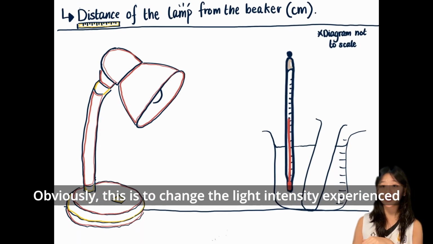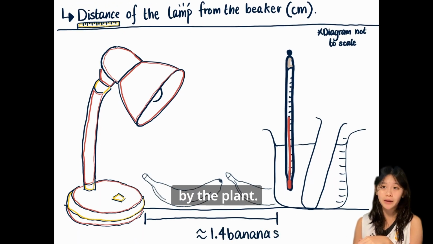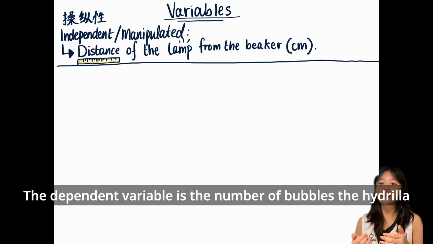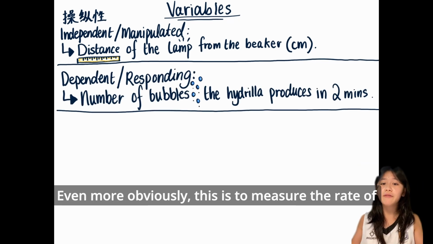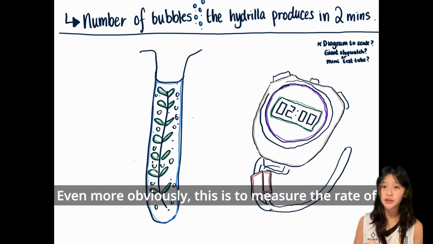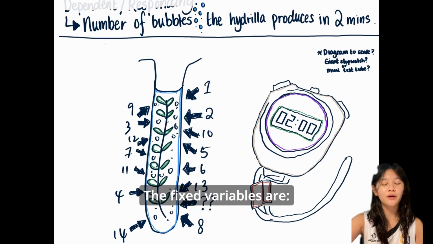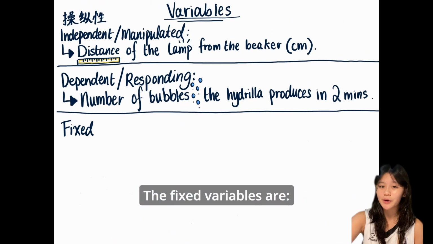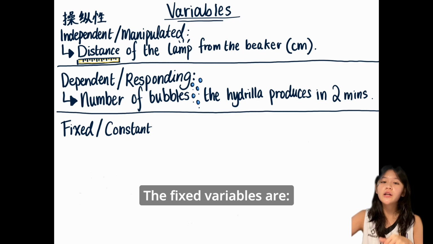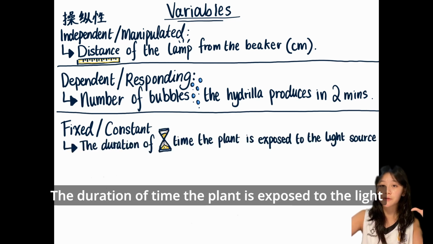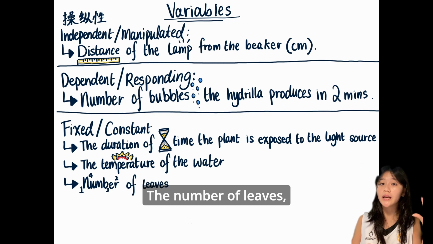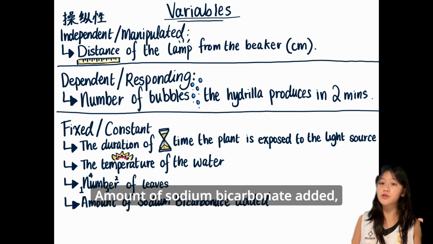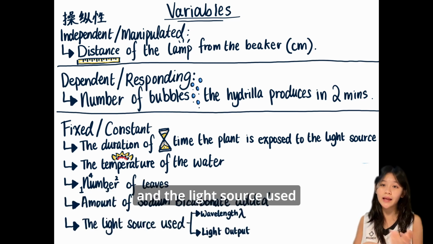Obviously, this is to change the light intensity experienced by the plant. The dependent variable is the number of bubbles the hydrolea produces in 2 minutes. Even more obviously, this is to measure the rate of photosynthesis. There are also many fixed variables in this experiment. The fixed variables are the duration of time the plant is exposed to the light source, which is 2 minutes, the temperature of the water, the number of leaves, the amount of sodium bicarbonate added, and the light source used.